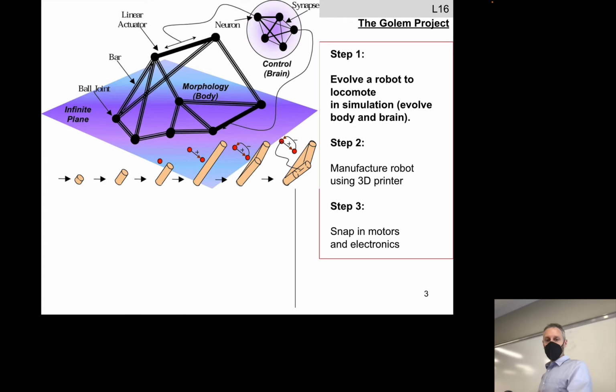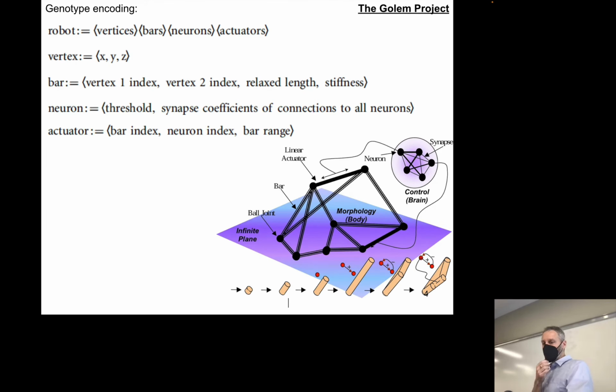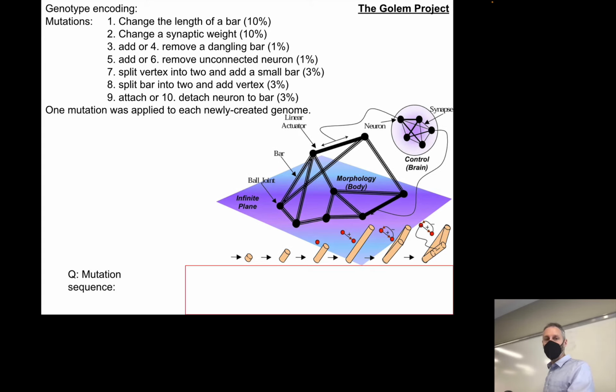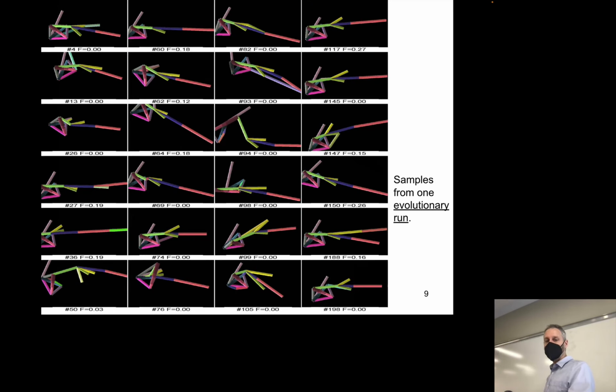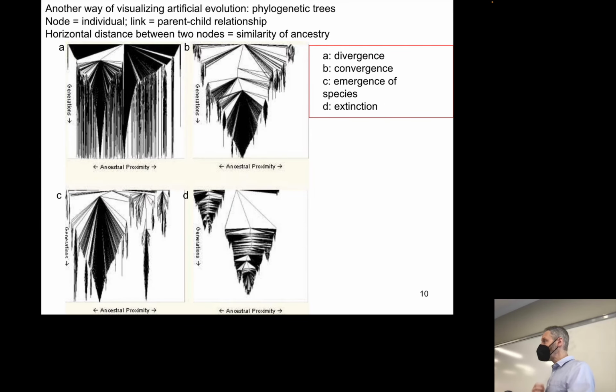We looked at the evolutionary algorithm they used in the Golem project, which is modifying both body and brain. We looked at the different mutation operators that make changes to body and brain during the evolutionary process. We looked at some of the diversity of forms that evolved in simulation. We looked at the phylogenetic tree last time, diversity in terms of evolutionary dynamics, divergence of species, convergence of species, emergence of species, extinction.